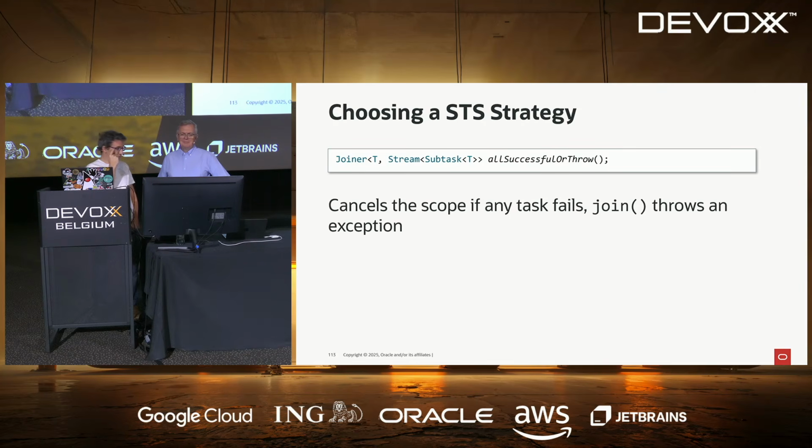Oops, there is a bug in the slide. The name of the method is allSuccessfulResultOrThrow. It returns a Joiner, and basically the result of the method join will return a stream of Subtask of T. This is what you see in the declaration, and it works that way. If one of the tasks throws an exception, then all the other tasks are cancelled.